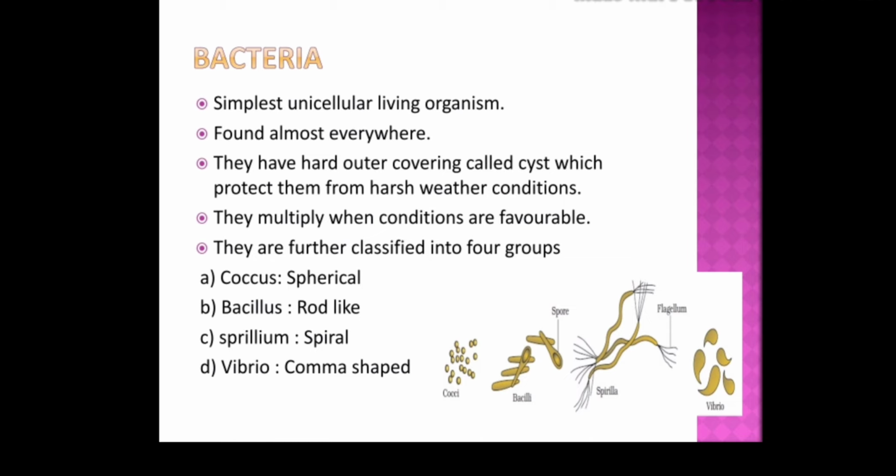They are further classified as coccus, bacillus, spirillum, and vibrio. Coccus are spherical in shape, bacillus are rod-like, spirillum have a spiral shape, and vibrio is comma-shaped. So depending upon their shape, they are classified.